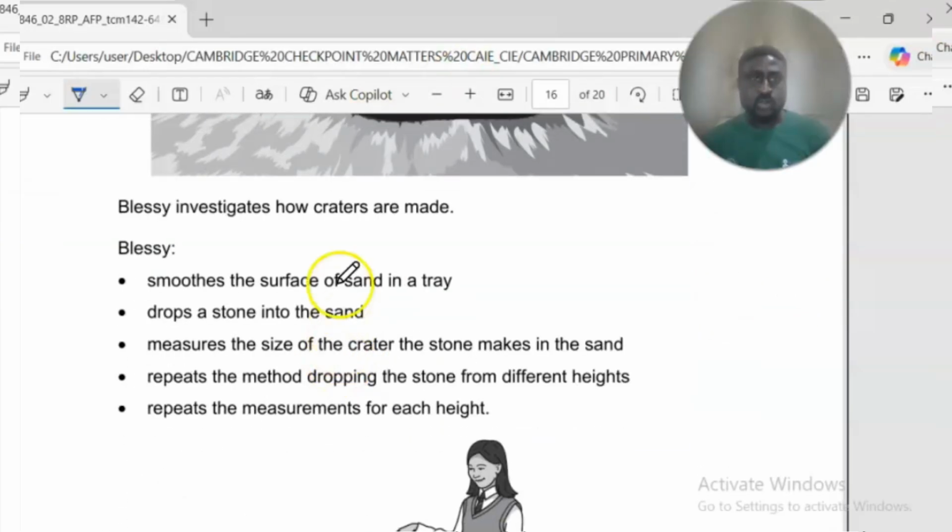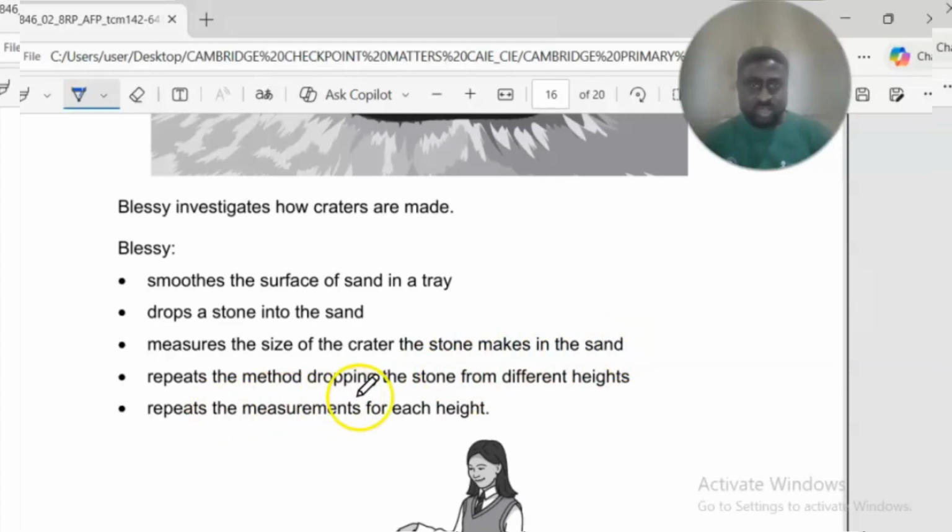Now the question goes, Blessy investigates how craters are made. Blessy smooths the surface of sand in a tray. So she's using a model to explain the concept of craters and how they are created in space when two or more celestial bodies collide with each other. Blessy also drops a stone into the sand, like holds it at a height and drops it to see the impact it will create on the surface of the sand due to its weight or mass. Measures the size of the crater the stone makes in the sand.